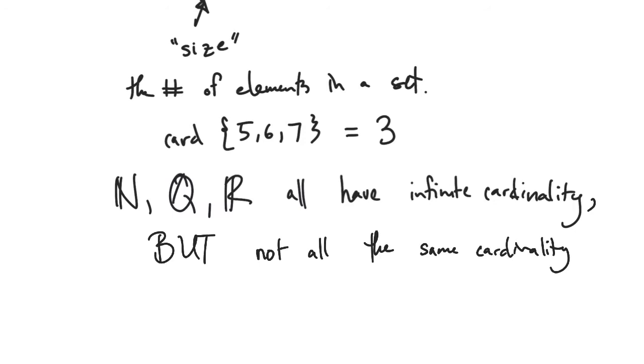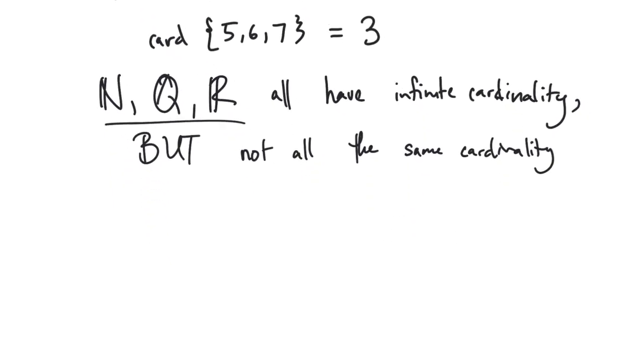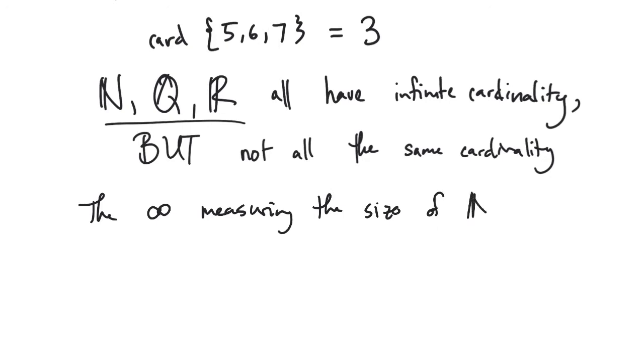Did you discuss this in your discrete math class? I don't know. You probably talked about some of the things that we're going to talk about. Anyway, these 3 cardinalities of N, Q, and R, they're not all the same. Actually, 2 of them are the same as the other, but they're not all 3 the same. I will tell you that the infinity measuring the size of N is smaller than the infinity which measures the size of R.